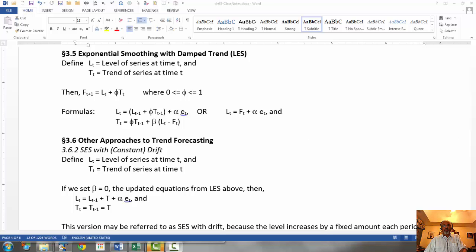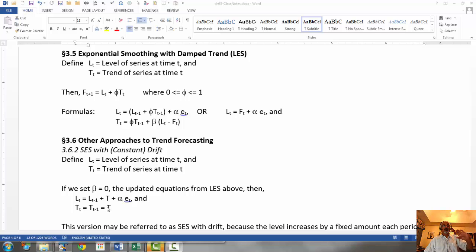A couple of other approaches to trend. Now this one is SES with constant drift. The difference, well, in this model we assume there is only the level, so we use simple exponential smoothing to determine our level, and then we add a constant trend value. So the trend value remains the same, one period after the next period after that.